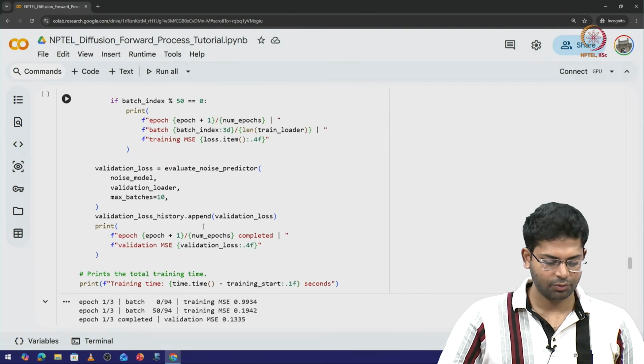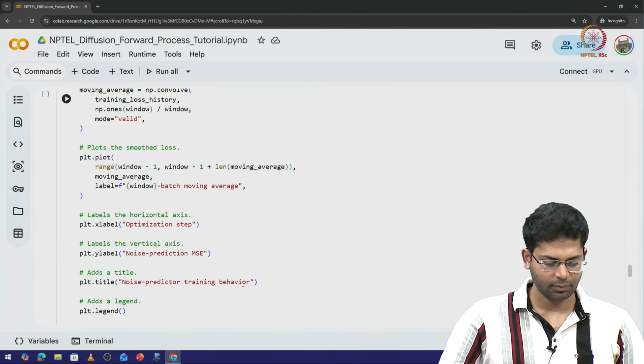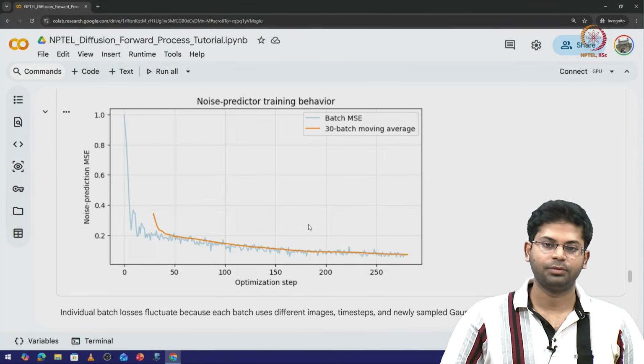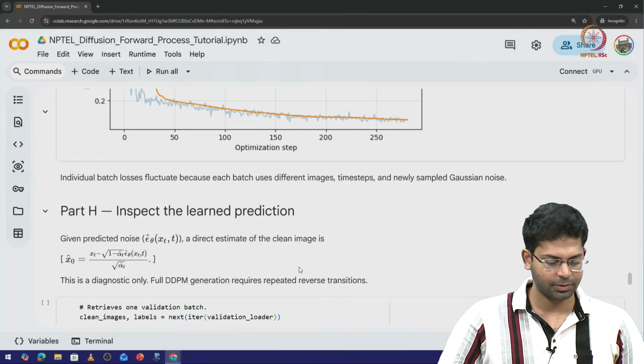Yeah. So, what you obtain is that the mean squared error that we already defined as L simple keeps reducing with the training steps, and validation MSE also reduces. And what you observe is that the mean squared error keeps reducing with more optimization steps. That shows that you can quite well approximate the noise given the arguments of time step t and xt.